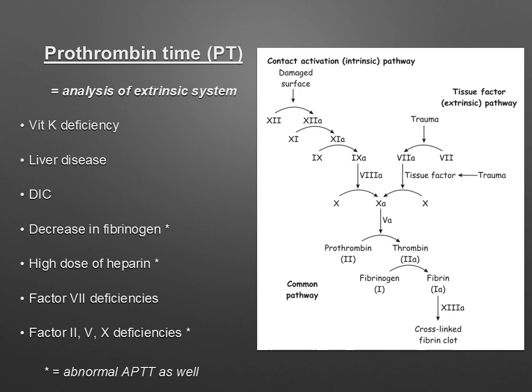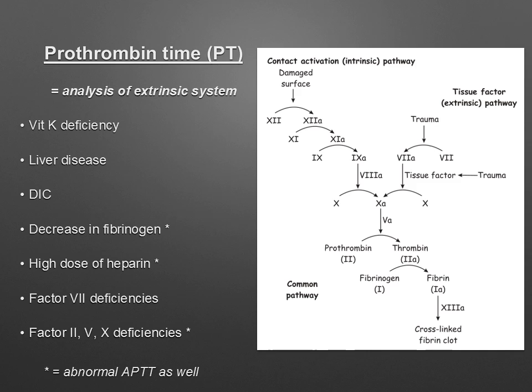It's called the extrinsic system because tissue factor is the initiating factor, and that was considered extrinsic to the body. Prothrombin time is going to be affected by factor 2, 5, 7 and 10, as well as by decreased levels of fibrinogen. Prolonged PT in the ICU is most commonly due to vitamin K deficiency from whatever cause. The rest of these causes are in decreasing order of frequency and include liver disease, where prothrombin time is often the first abnormality before APTT.